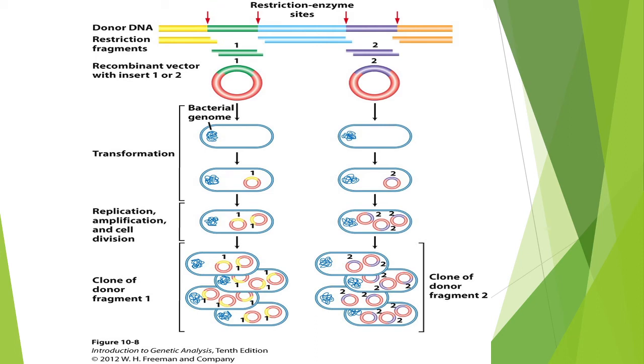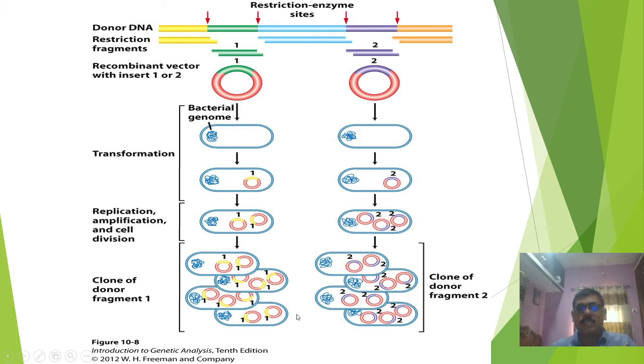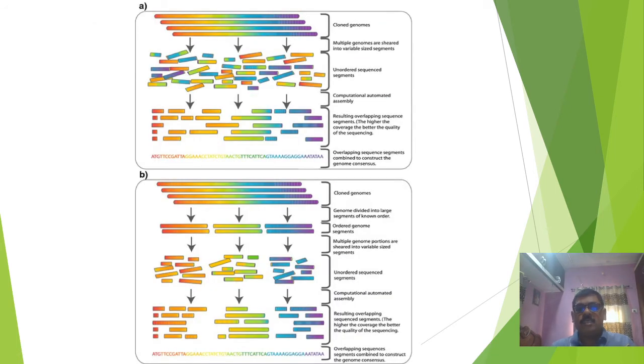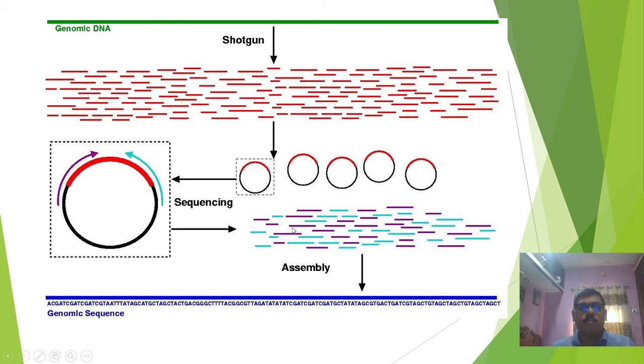After the transformation of the cell is done, the replication of the cell follows, and the clones of the donor cells are formed. So this is the clone genome, and we are cutting it into many fragments, and then these fragments are inserted into the plasmid DNA.